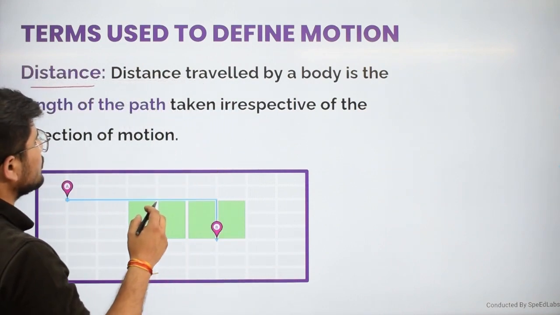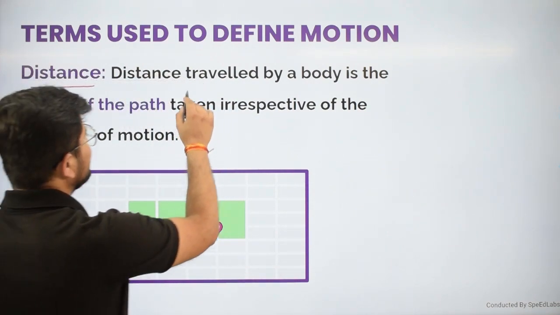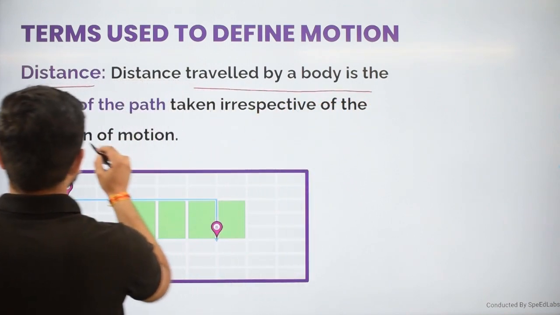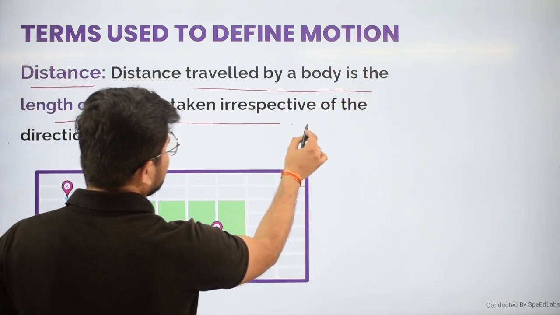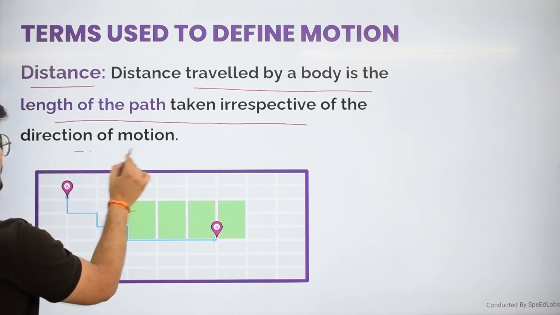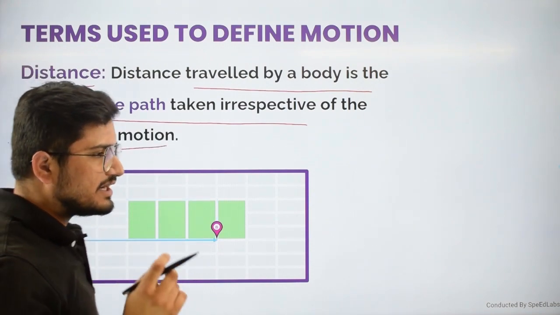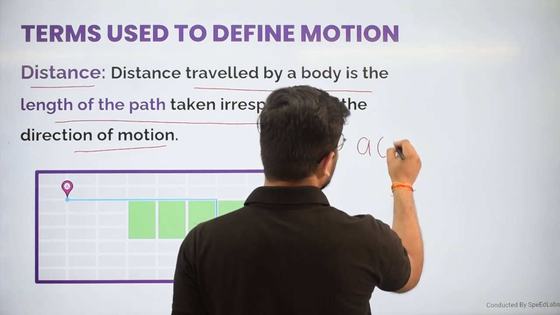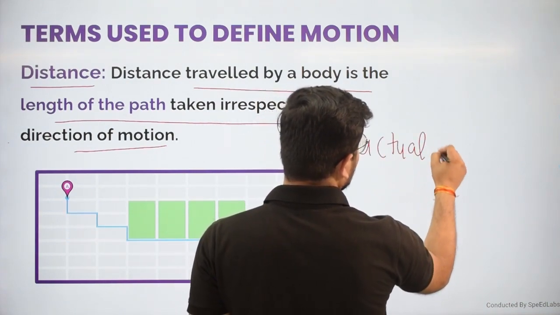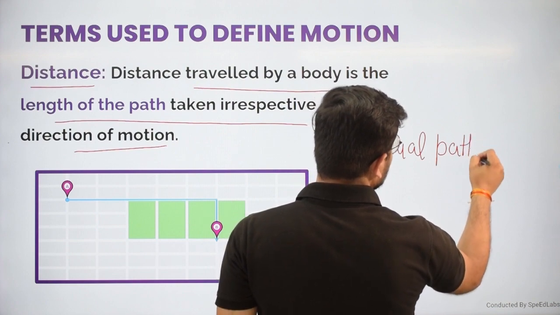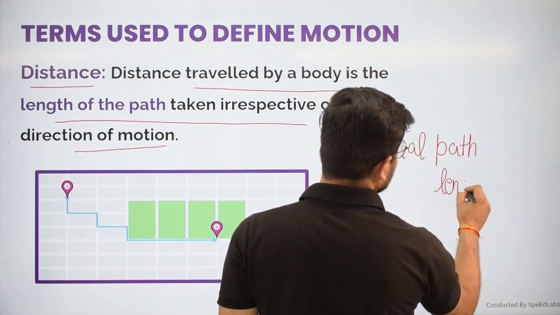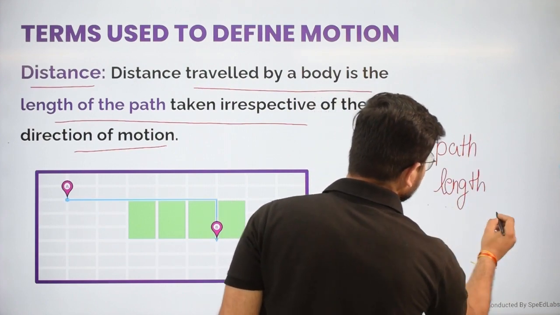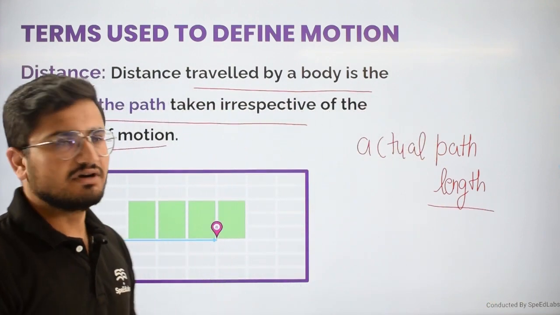First of all, let's have a look at what is distance. Distance traveled by a body is the length of the path taken, irrespective of the direction of motion. What it means here in simple words: actual path length. That is the distance covered by your body.